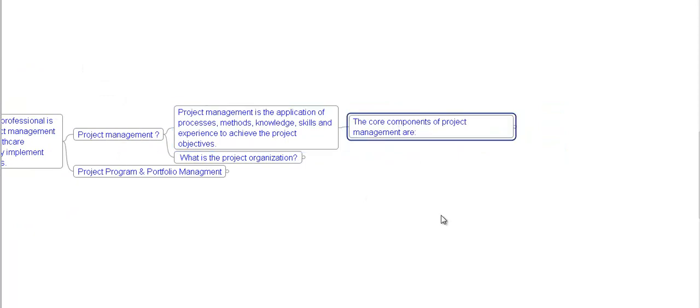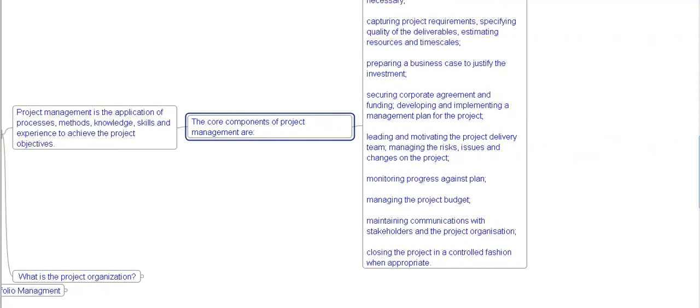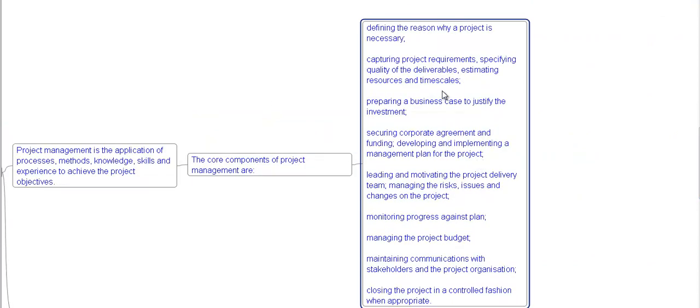The core components of project management are defining the reason why the project is necessary, capturing project requirements, specifying quality of the deliverables, estimating resources and time scales, preparing a business case to justify the investment, securing corporate agreement and funding, developing and implementing a management plan for the project, leading and motivating the project delivery team, managing the risks, issues, and changes on the project, monitoring progress against plan, managing the project budget, maintaining communication with stakeholders and the project organization, and closing the project in a controlled fashion when appropriate.